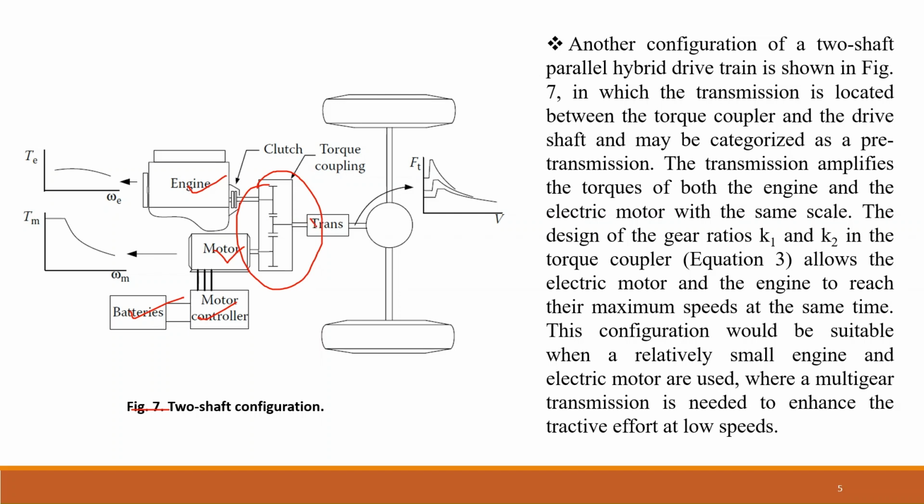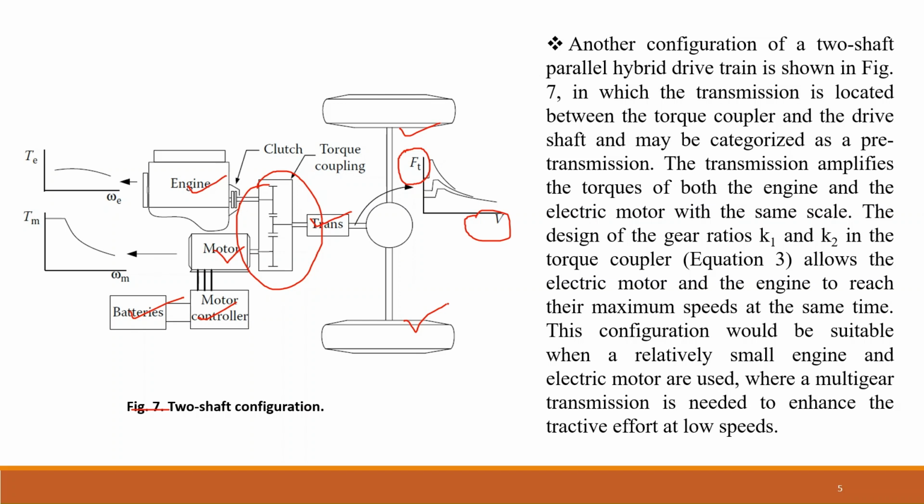After the clutch and the torque coupling device, we have the transmission. In the transmission, we can see the tractive effort versus velocity for different gear combinations, and these are connected to the drive wheels. So this is known as the two shaft parallel hybrid drivetrain configuration, where the transmission is located between the torque coupling device and the drive shaft. And this particular transmission is known as pre-transmission.